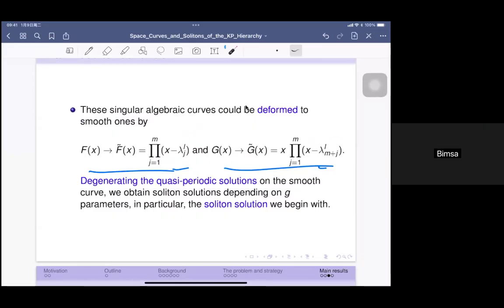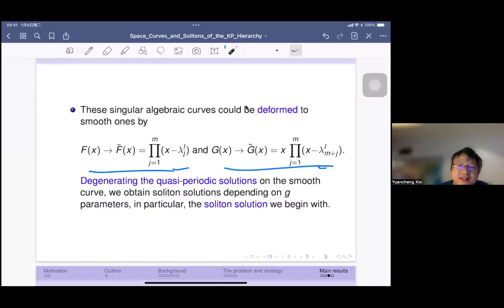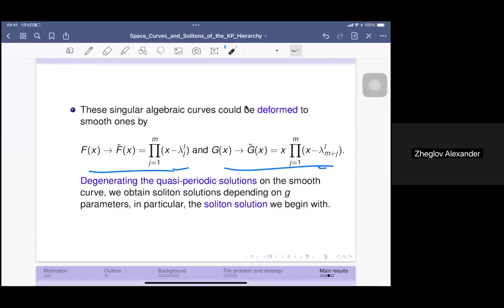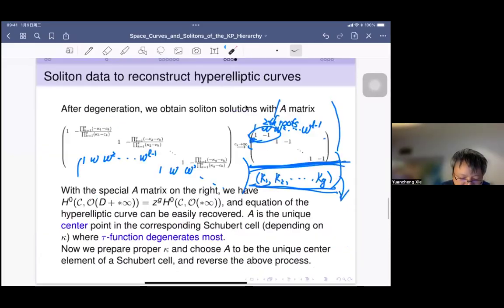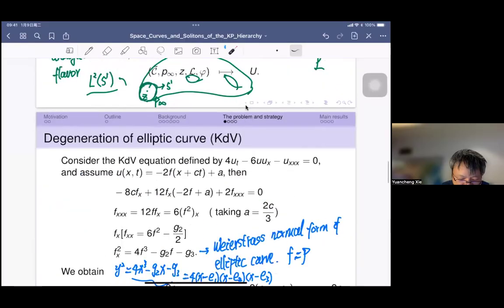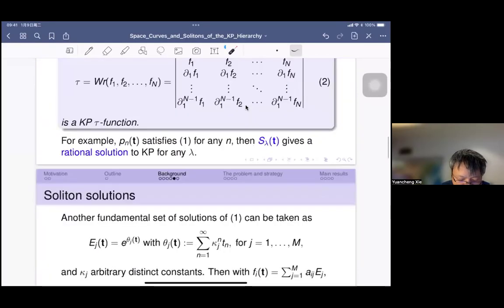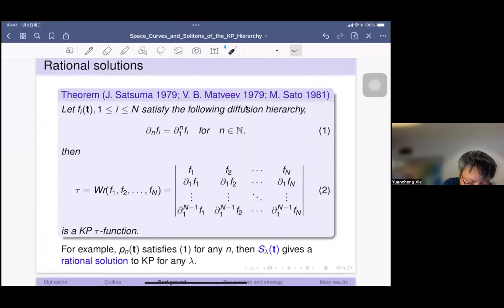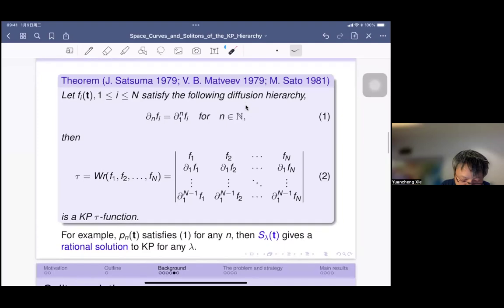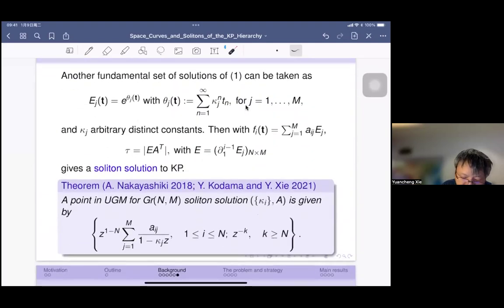Okay, thank you. But in general, that's still far from complete. Could you please again show the slide with this Grassmannian description of soliton solutions? Let me go back here. So this is the general theorem that shows how you can construct it, and the basis we choose is this one.